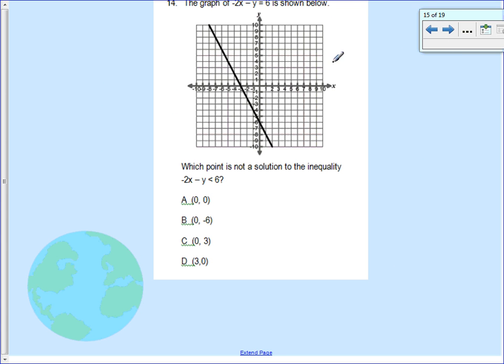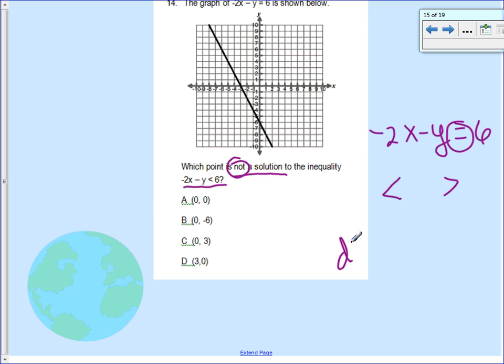The graph of negative 2x minus y equals 6 is shown below. Which point is not a solution to the inequality? Basically what they did was they took this equal sign and turned it into an inequality. What happens when I have just a less than or greater than symbol? The points are not on the line. It's going to be a dashed or dotted line, which means our point cannot lie on the line, okay?